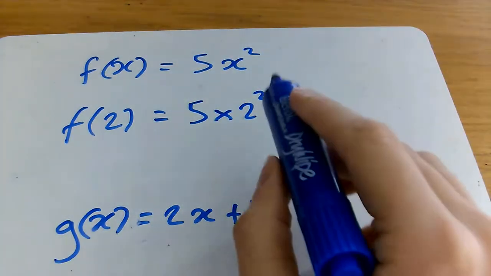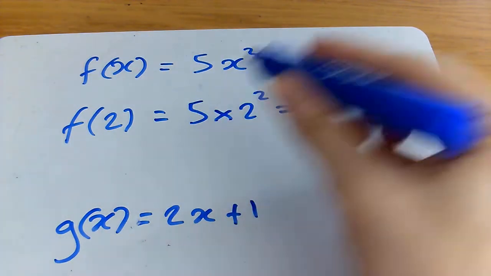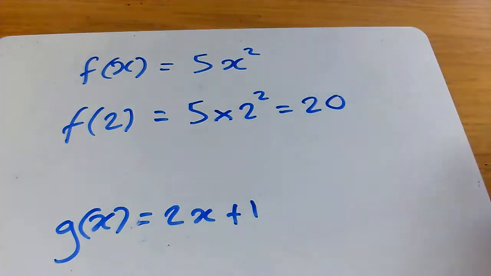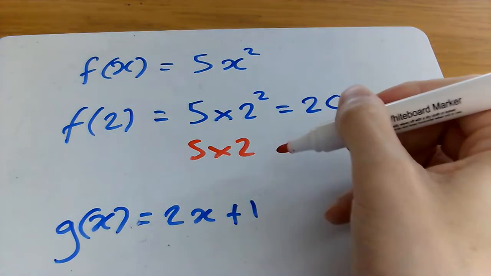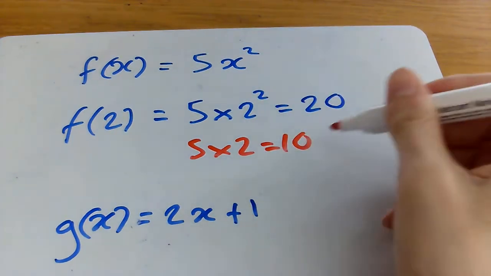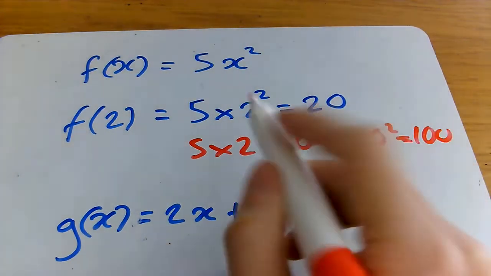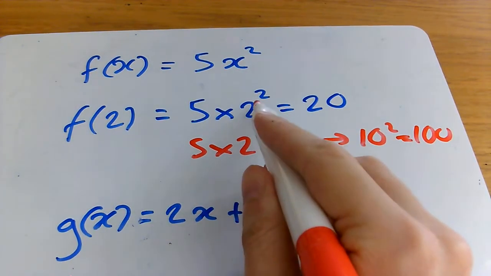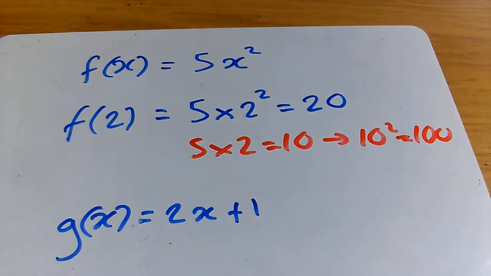Remember BIDMAS again, you must do the squaring first, so it's 2 squared is 4, times 5 is 20. Common wrong answer in this question would be to do 5 times 2, which is 10, and then try and square that to get 100, but that's not right. You've got to do the squaring first because of BIDMAS, then the multiplication. So the right answer there would be 20.